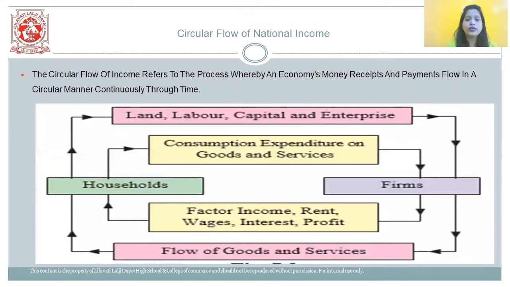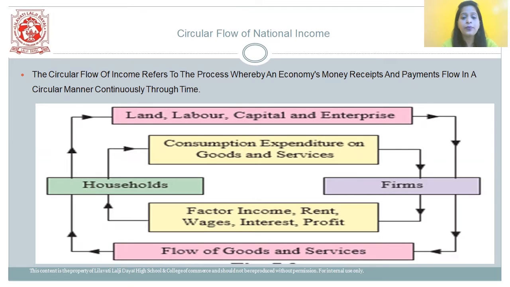Now let us move on to the next answer of this chapter, and that speaks about the circular flow of national income. Now what do we understand by the circular flow of national income? The circular flow of national income refers to the process whereby an economy's money receipts and payments flow in a circular manner continuously through time.